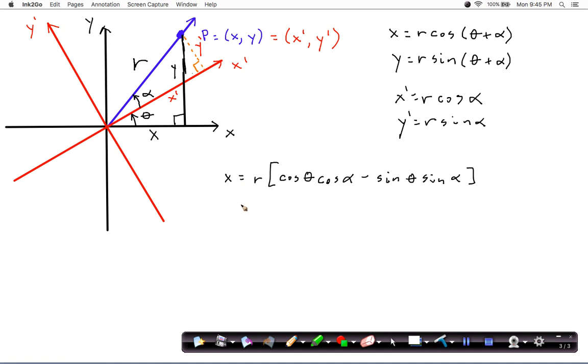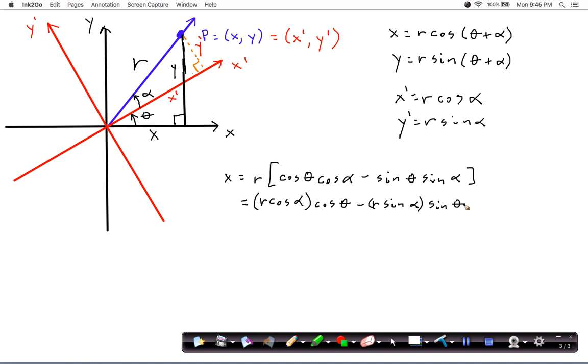Let's go ahead and do a little bit of rearranging over here. I'm just going to rearrange the terms. So I could rewrite this first one as r cosine alpha times cosine theta. We'll do a little bit more creative rearranging over here. This is r sine alpha times sine theta.